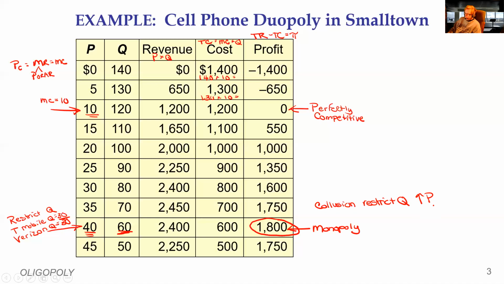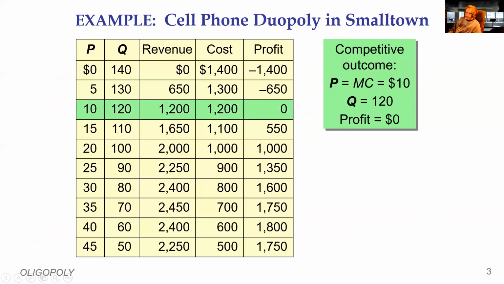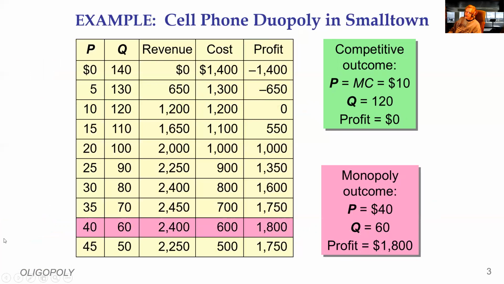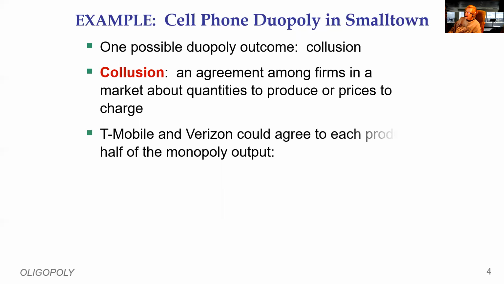Okay, let me go ahead and erase this. Okay, so we see that the perfectly competitive outcome is here in green, and the monopolistic outcome is here in pink. So if they do decide to collude and act like a monopoly, they're going to agree to each produce half of the monopoly output.